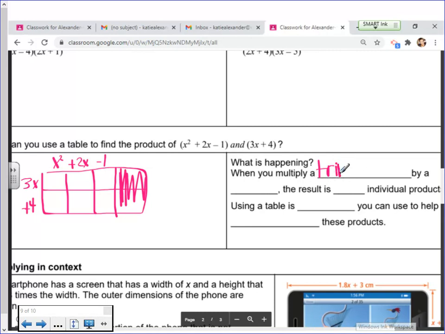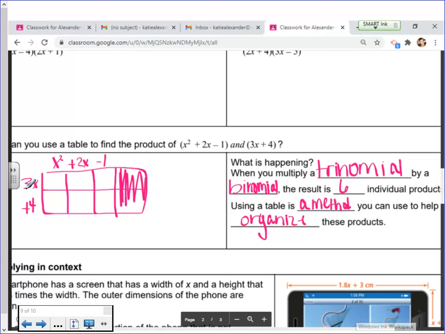When you multiply a trinomial by a binomial, the result is 6 individual products. Using a table is a method you can use to help organize them. So that's the notes right there. So let's go ahead and do our multiplication.